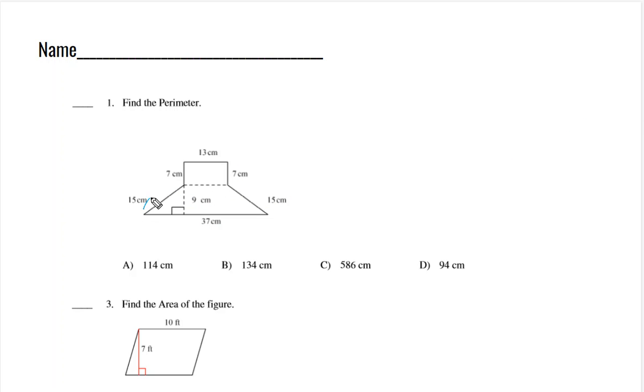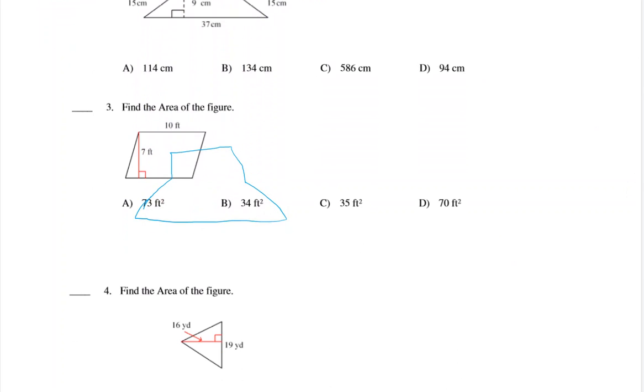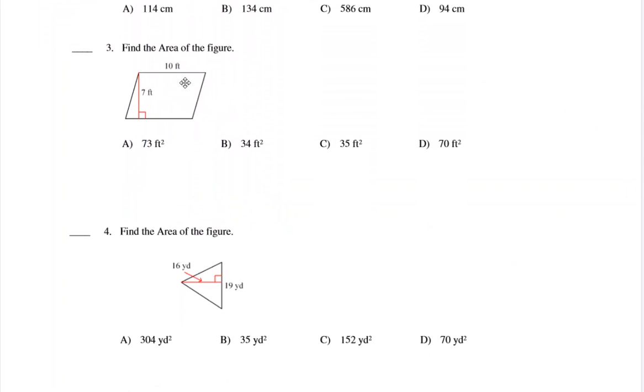All right, it is the area that goes around. So you're just going to add all the numbers around, and that will give you your perimeter. Okay, going forward, area of this figure, area equals base times height. Base, height.